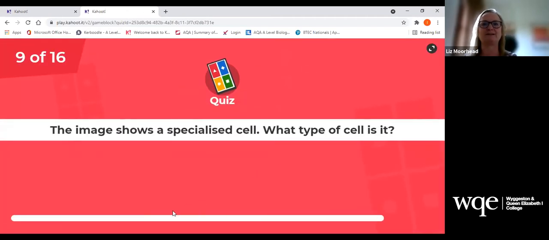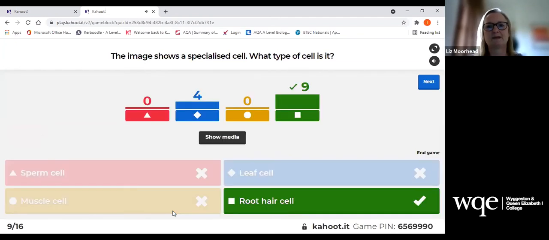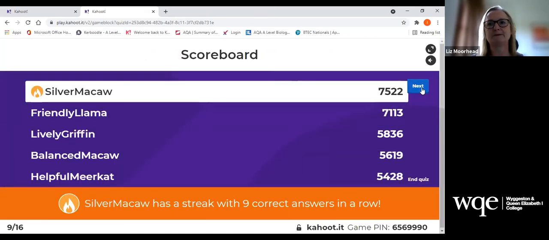The image shows a specialized cell. What type of cell is it? Is it a sperm cell, a muscle cell, a leaf cell, or is it a root hair cell? Okay, it is in fact a root hair cell. Well done, those of you that got that right. Okay.